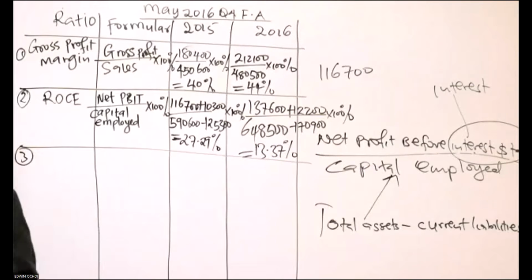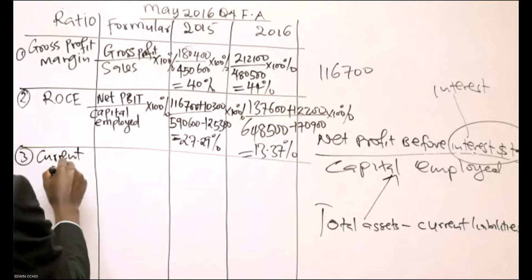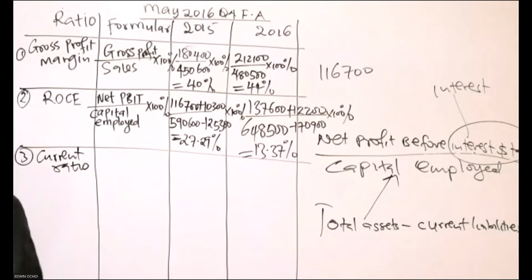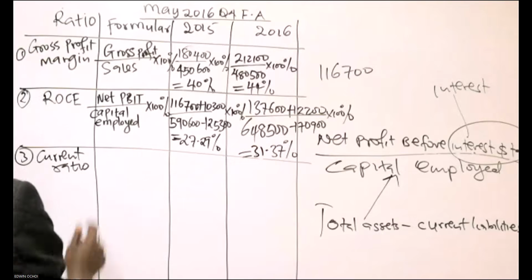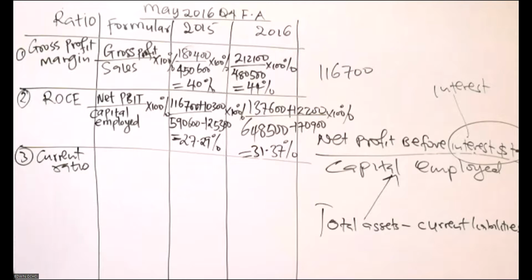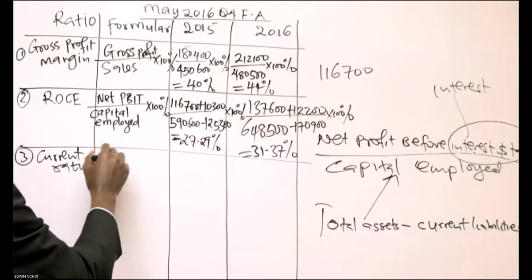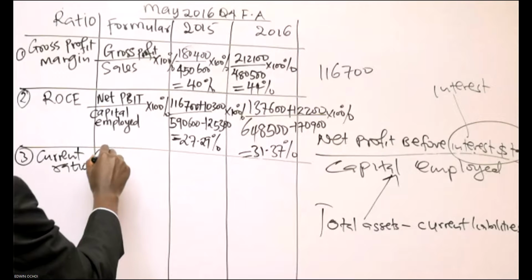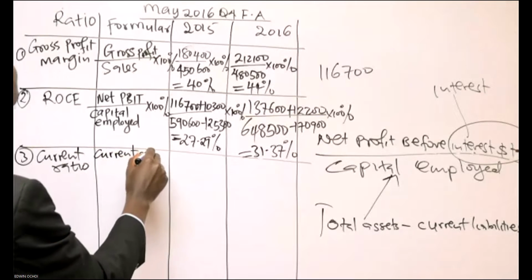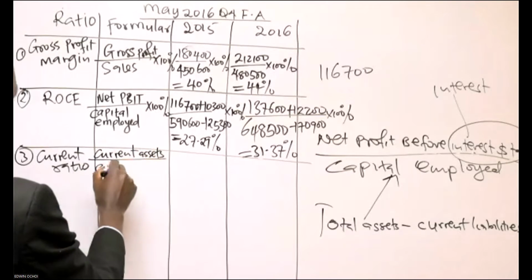And so the third one, requirement number 3, was about the current ratio. Excuse me, sir, it is 31. Thank you for the correction. So current ratio, the formula: current assets over current liabilities.